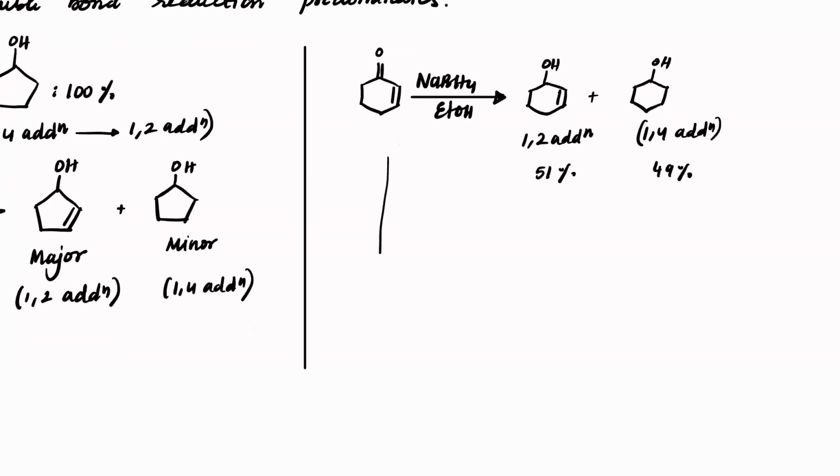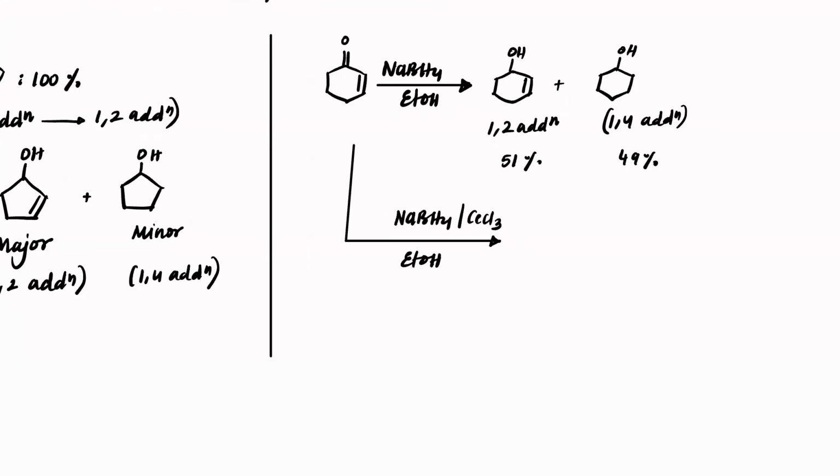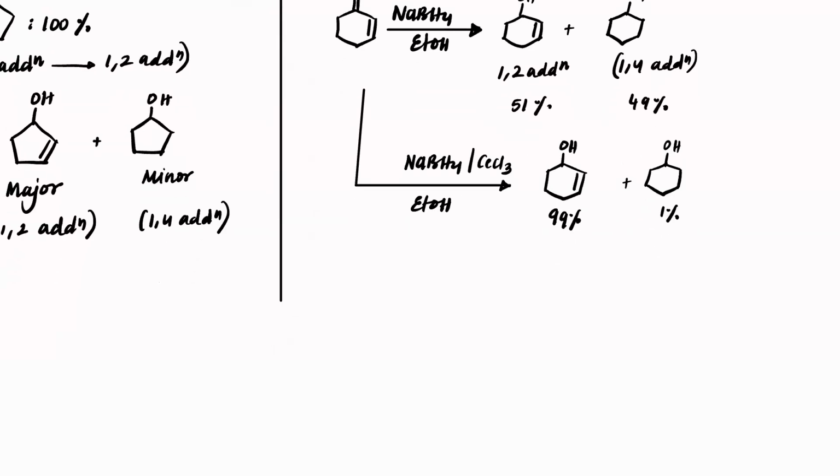Similarly, if you take this compound and react with NaBH4, but NaBH4 in the presence of cerium chloride, and then it is happening in ethanol. In that case, it has been found that 1,2 addition is almost 99 percentage, and 1,4 addition is only 1 percentage. Why is that happening?